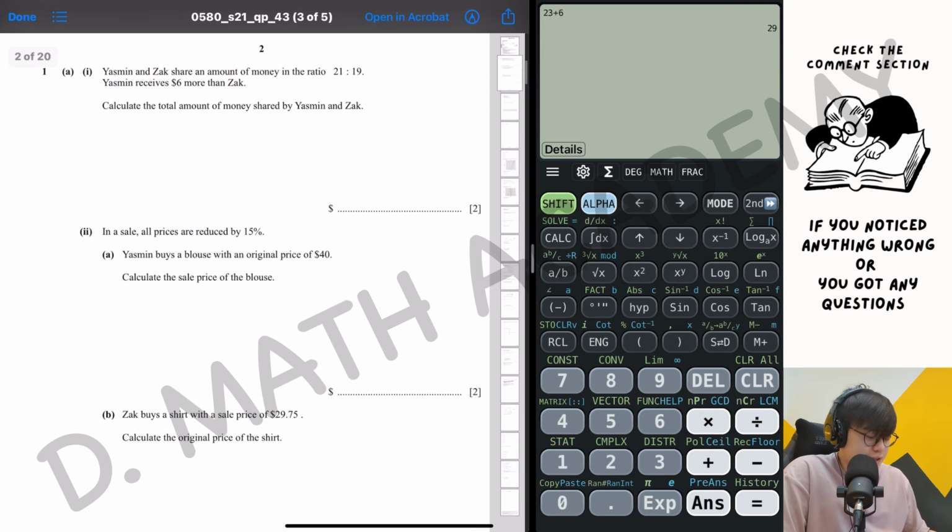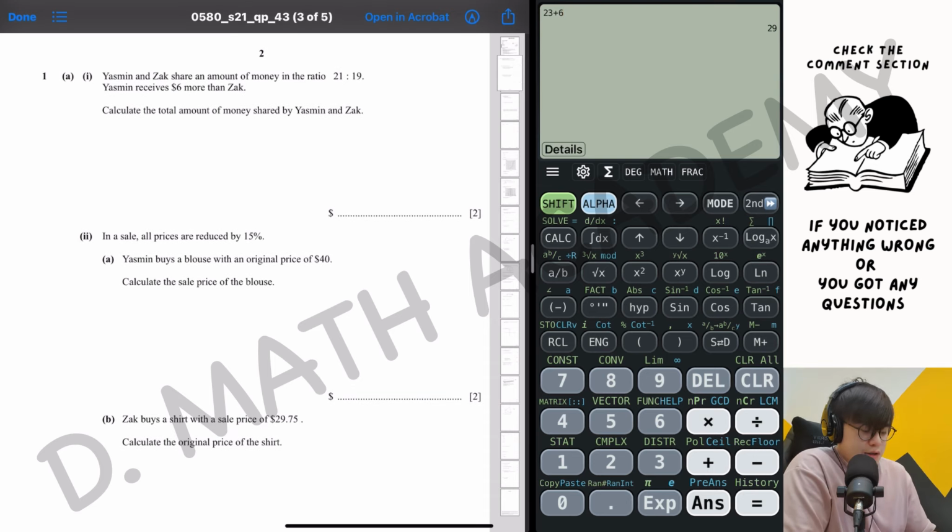The first question, Yasmin and Zach share an amount of money in a ratio of 21:19. Yasmin receives 6 more than Zach. So calculate the total amount of money that they share.